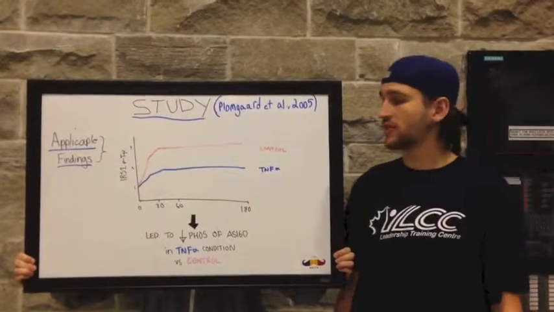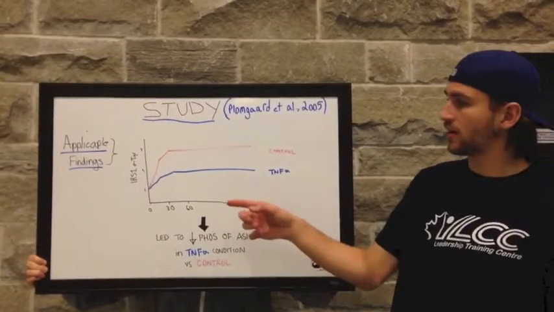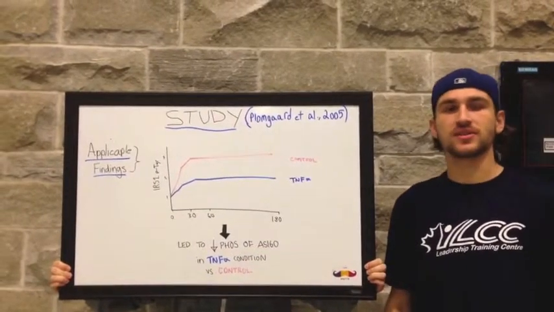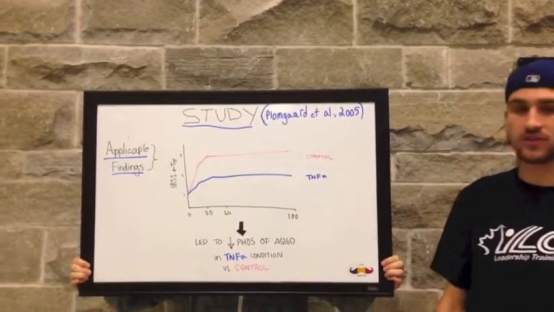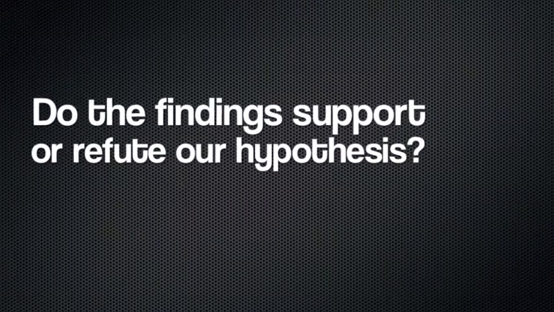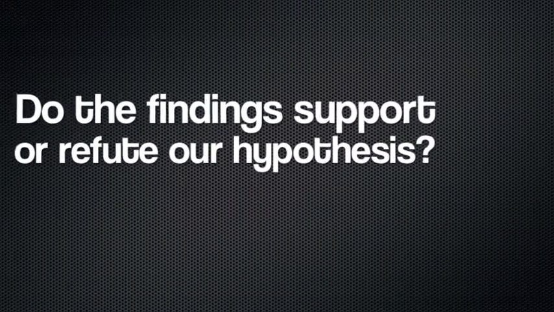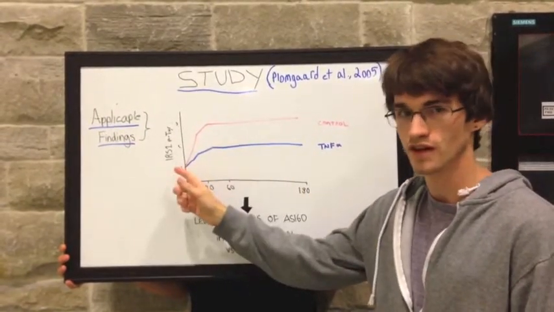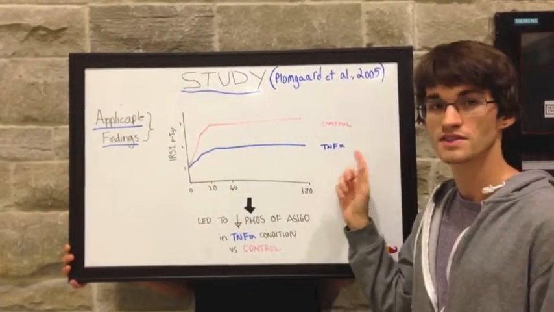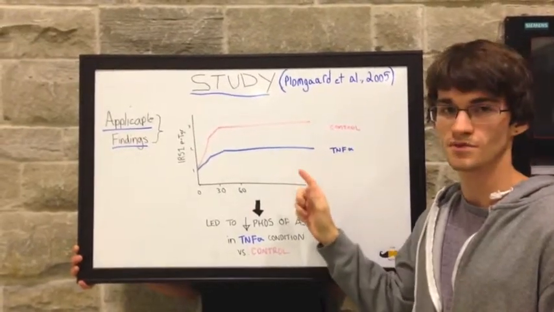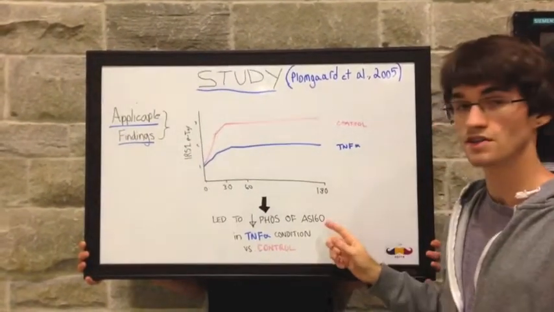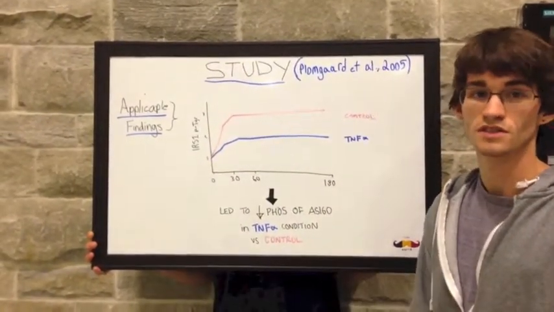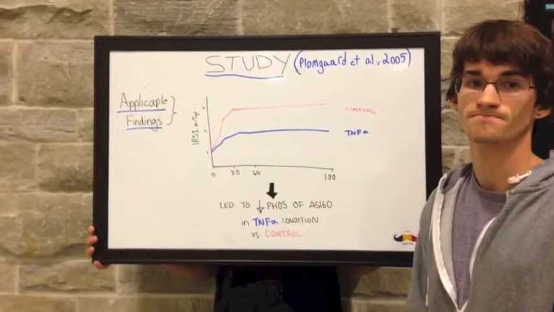So this study shows us that there was a decrease in IRS1 levels in TNF-alpha, which also led to a decrease in phosphorylation of AS160 in the TNF-alpha condition versus the control. Because TNF-alpha infusion resulted in decreased IRS1 activity, this supports our hypothesis that TNF-alpha inhibits the insulin receptor pathway. Consequently, this resulted in a decreased phosphorylation of AS160 and therefore a decreased GLUT4 membrane activity.